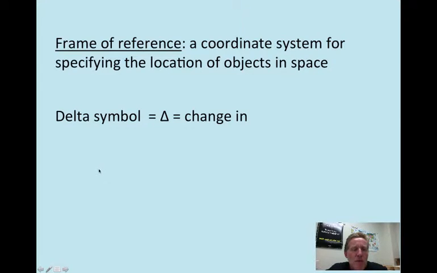Before we get into this, we should talk about a couple things, terms that we need to be familiar with. The first is frame of reference. With a frame of reference, we're basically just talking about a coordinate system, so we know where the beginning is, where everything is being compared to.